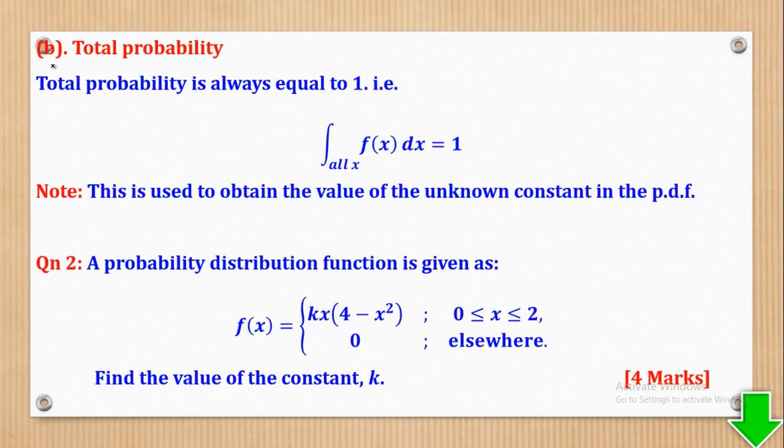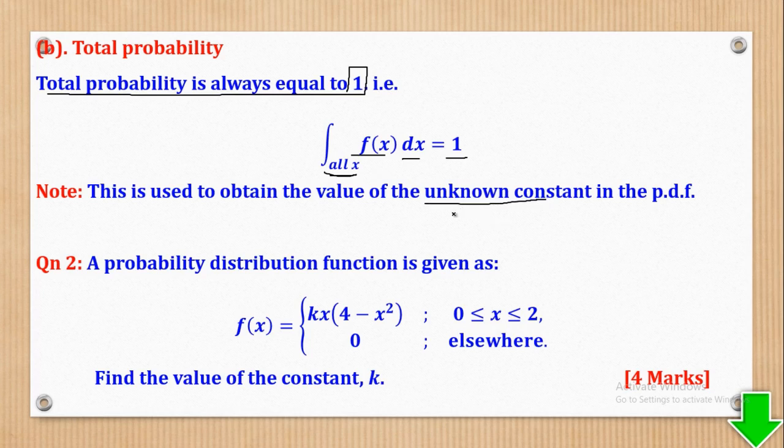Now we shall go to part B, which has total probability. Here what we need to know is that total probability is always equal to 1. Always remember that. What does that mean? It means that integrating f(x) for all values of x with respect to x must be equal to 1. And this is used to obtain the value of an unknown constant in a PDF.